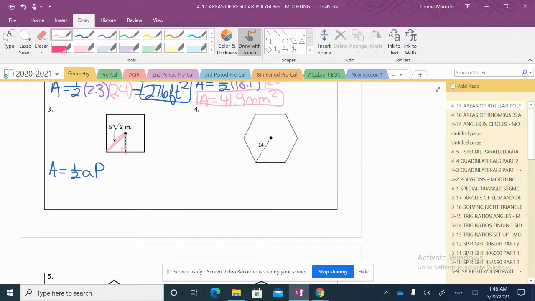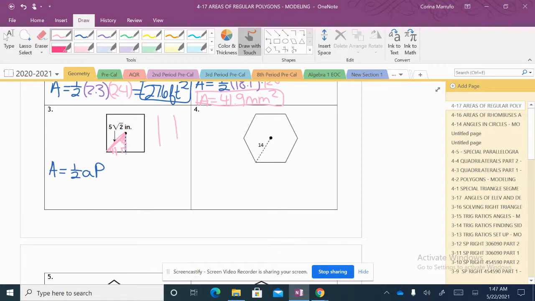I know this is going to be a right angle. Because this is a square, I do know this is one of my special right triangles, where this is going to be a 45, 45, 90 triangle. That means that this side is the same as this side.